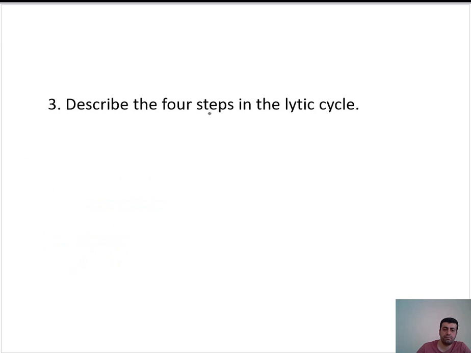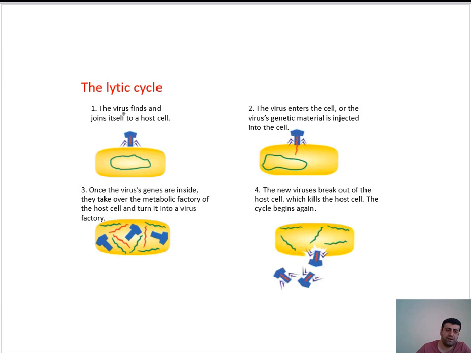Describe 4 steps in the lytic cycle. The virus finds and attaches itself to the host cell. The virus enters the cell, or the virus's genetic material is injected into the cell. That means they send their DNA or RNA. When the virus genes are inside, they take over the metabolic factory of the host cell and turn it into a virus factory. The new viruses break out of the host cell, which kills the host. The cycle begins again.